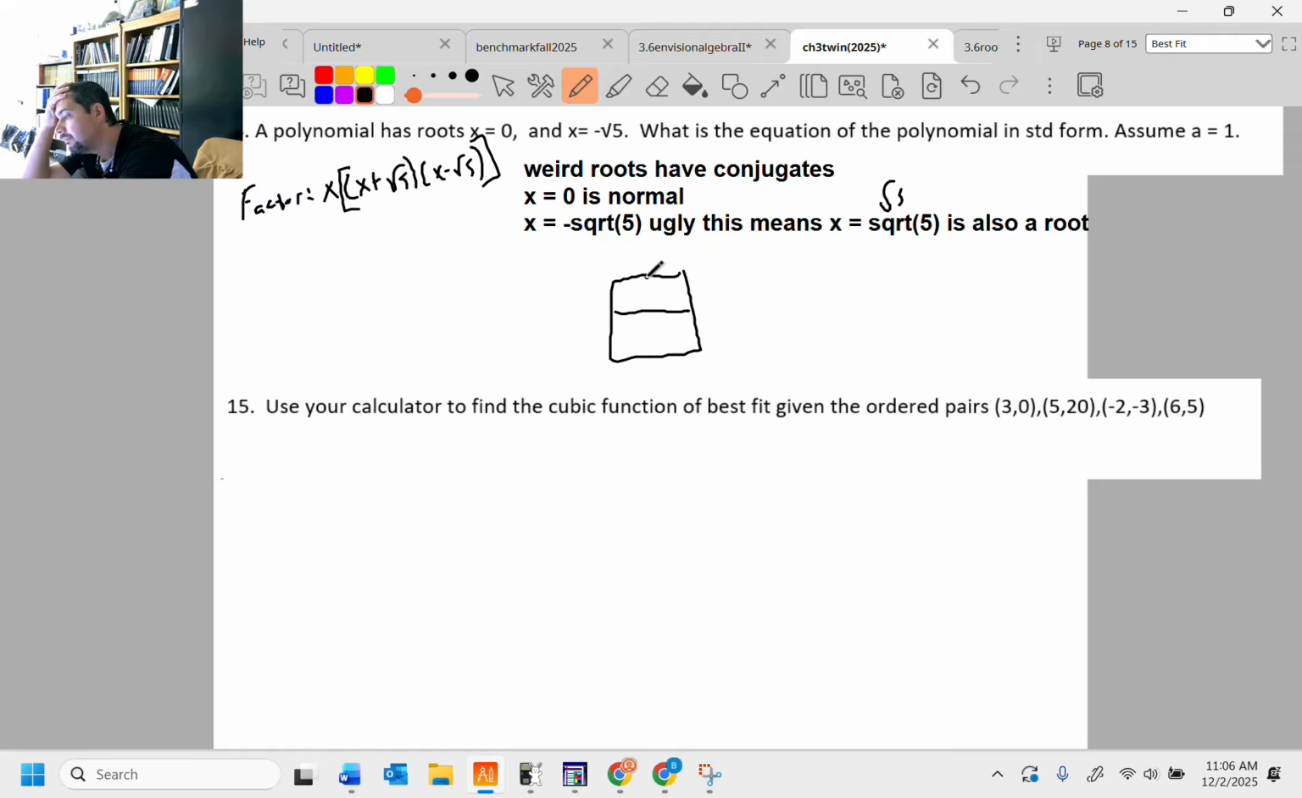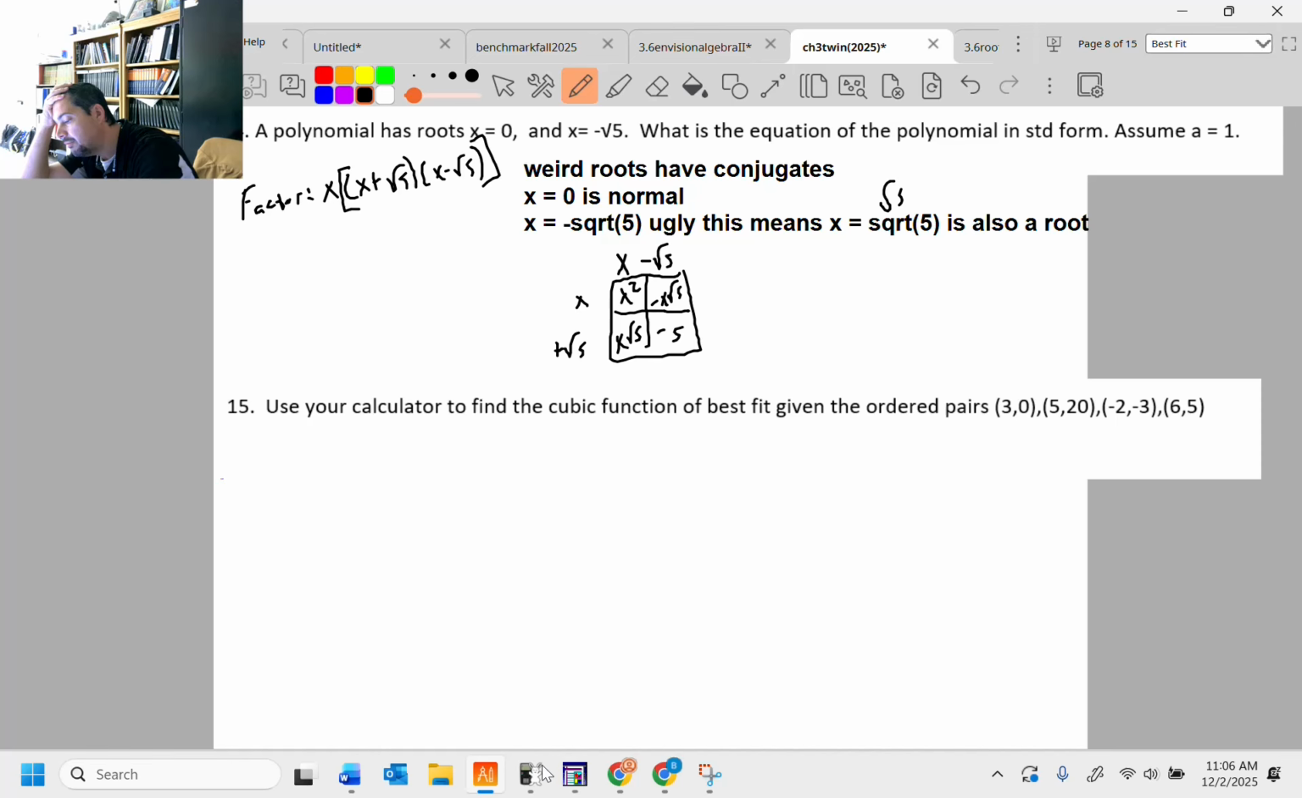I'll just do the box. We have x minus the square root of 5 and x plus the square root of 5. x times x is x squared. x times negative root of 5 is negative x root 5. x times root of 5 is x root 5. And a radical times itself is the number inside, and a positive times a negative is a negative.